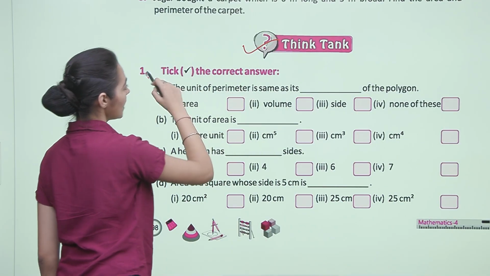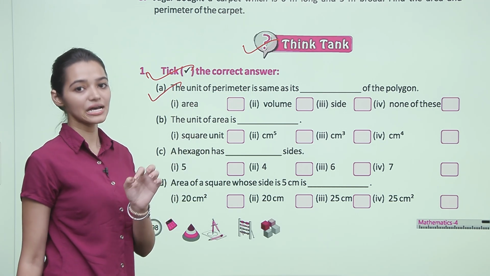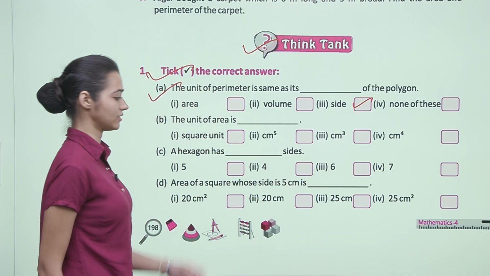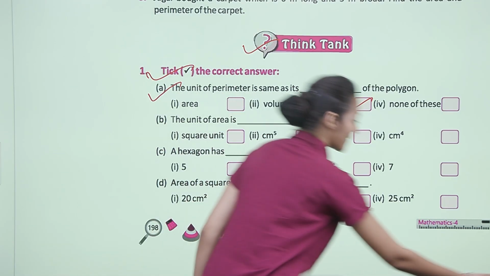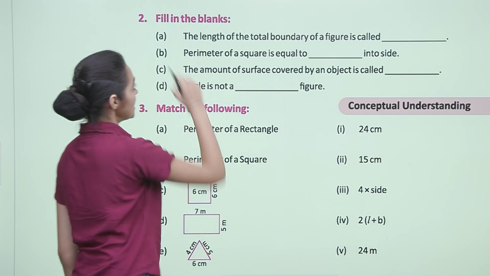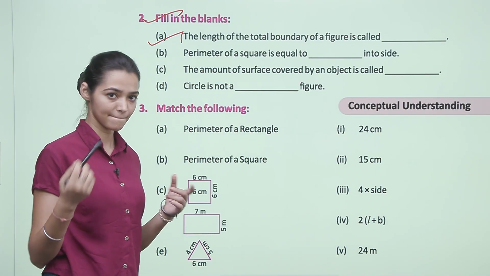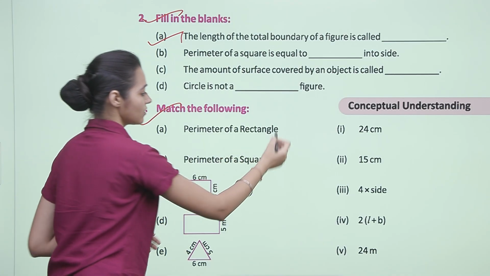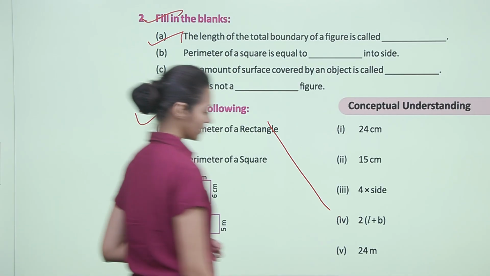Next is our think tank. We have to choose the correct answer. First one is the unit of perimeter is the same as its side of the polygon. That's how you can complete the remaining part. Next is fill in the blanks. The length of the total boundary of a figure is called its perimeter. Match the following. Perimeter of a rectangle is, the fourth option is the correct answer, that is 2 into length plus breadth.